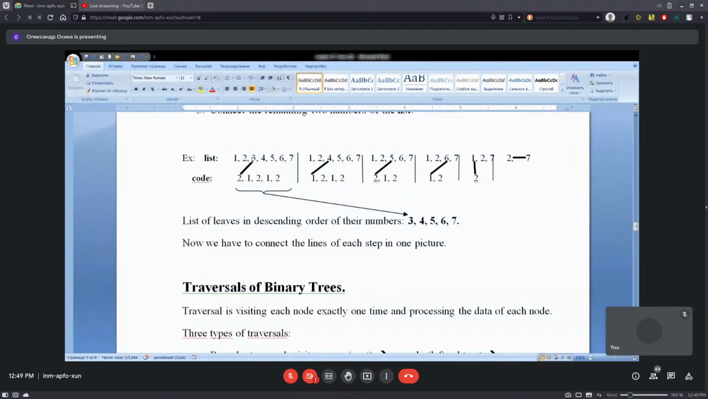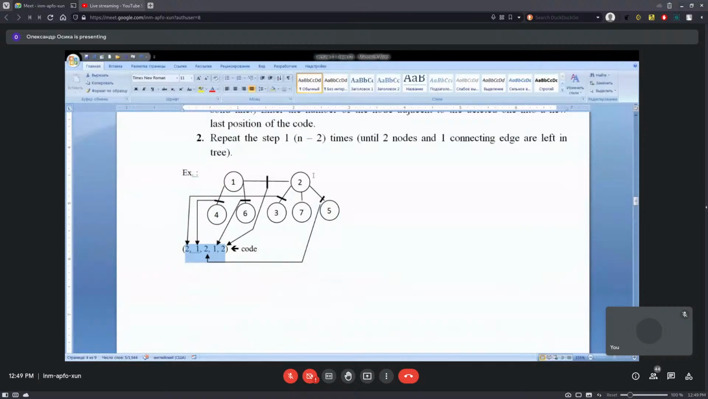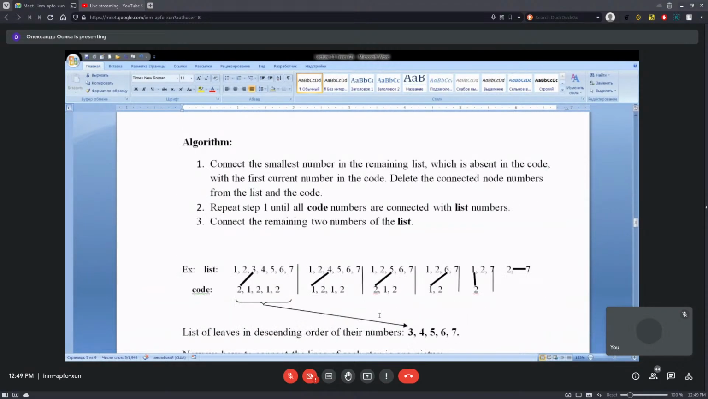If we build the picture, connecting 3 and 2, 4 and 1, everything in one picture, we'll get the same tree, maybe a bit differently shaped, but the connections are the same. For example, 1, 6. Do we have 1, 6 here? Where is it? Here, 1, 6. We found it.